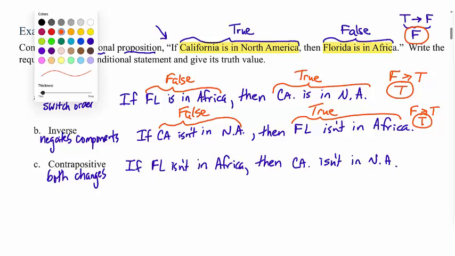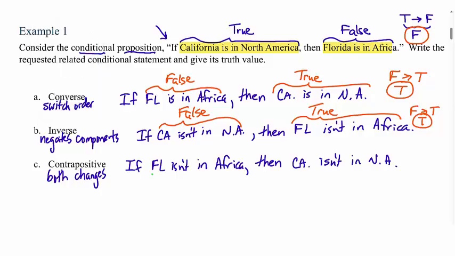Now let's look at the contrapositive. So for the contrapositive, we have Florida isn't in Africa, which is a true statement. And we have California isn't in North America, which would be false. So we get the true implies false truth pattern, which we know to be false.